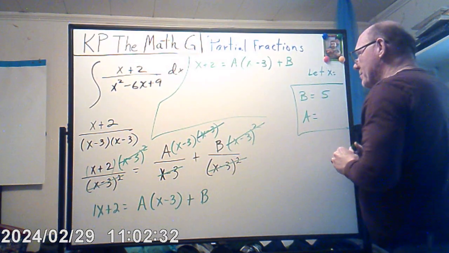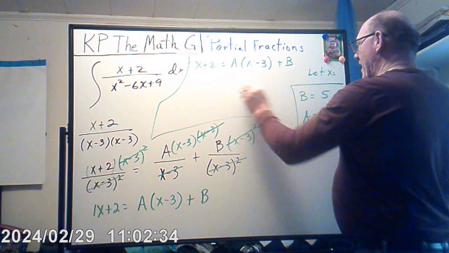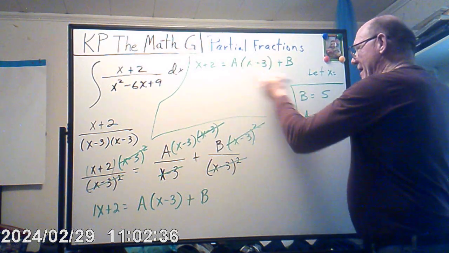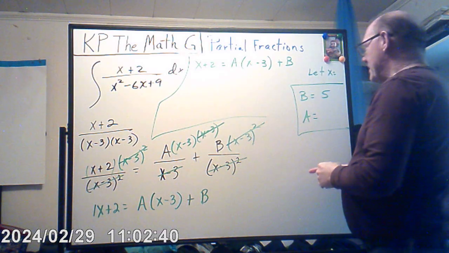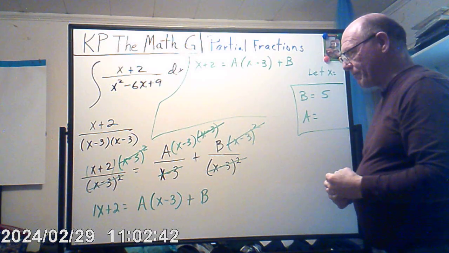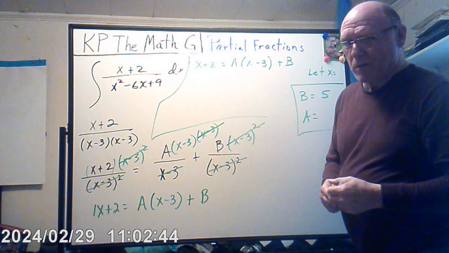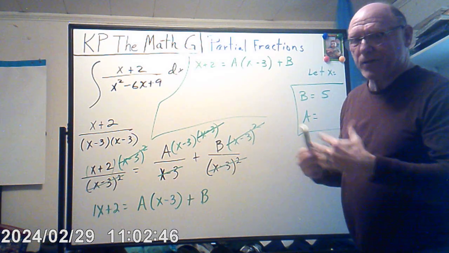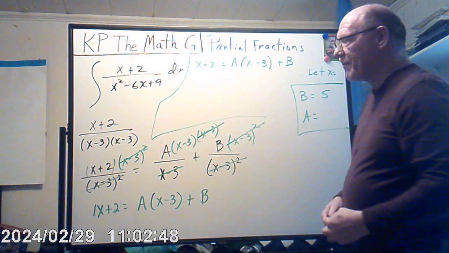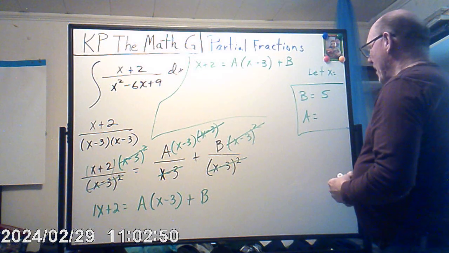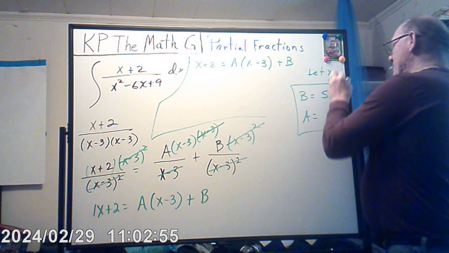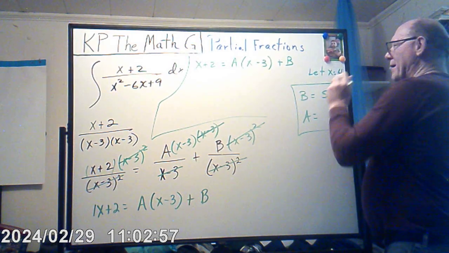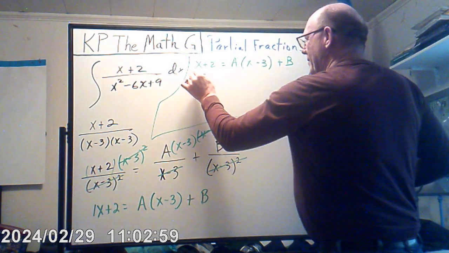Now, what do we want to let x be? Well, I can't let it be 3 because that's just going to give me back b is equal to 5. So let's try a different number. I'm going to show you in just a moment that I can let x be any number and I'll still get the same answer for a. Let's let x be 4. It doesn't matter.